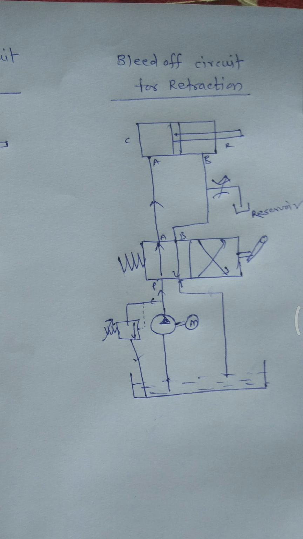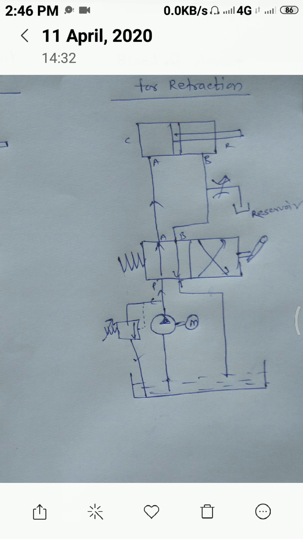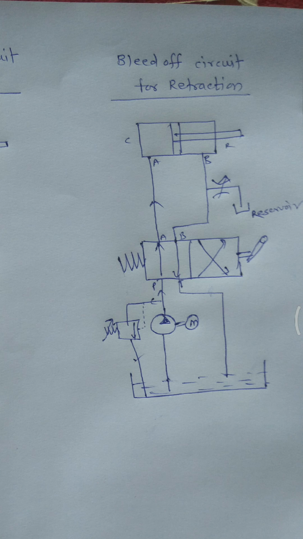Now what is this bleed-off? You might have learned about bleed-off in a steam power plant. Some part of the steam is taken in between, and that is called a bleed-off.